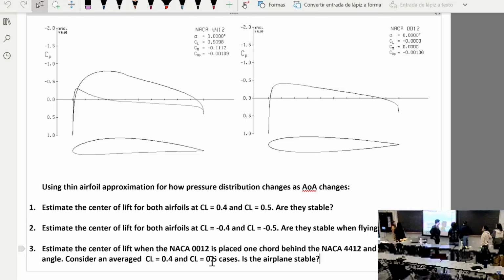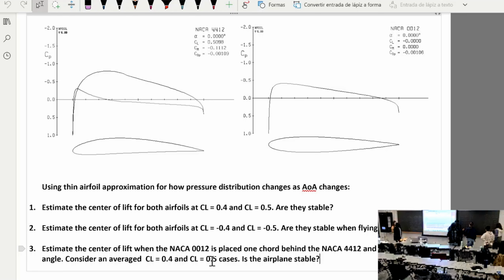Can I ask a question? How do you define the center of lift if you have two airfoils? That's a good question. The center of lift is a point around which the total moment is going to be 0. For example, if both airfoils are NACA 0012 symmetric airfoils, then both lifts are going to be at the quarter chord, right? So then you have to compute at which point the combined moment is going to be 0.